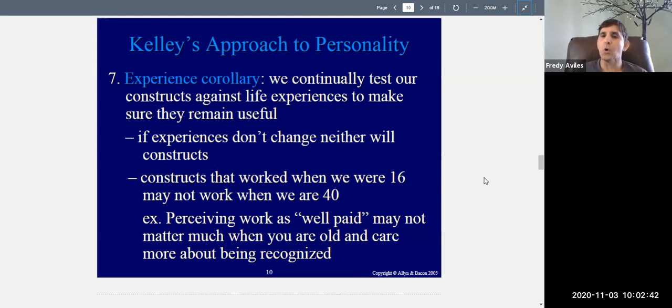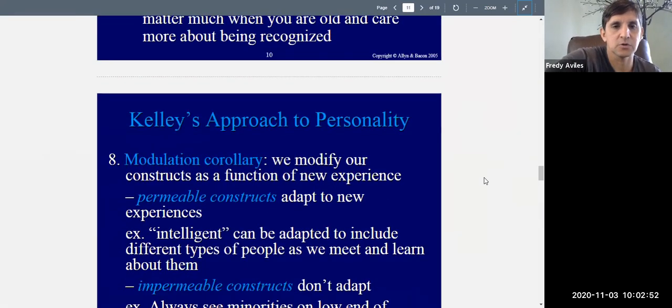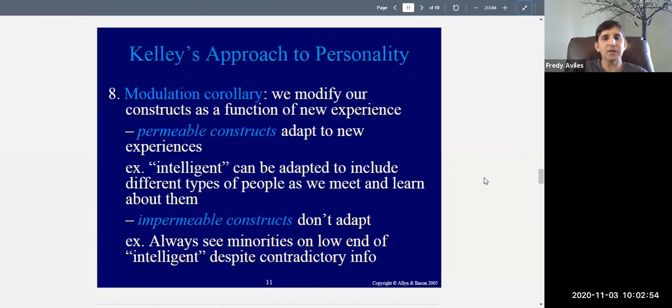As we grow and learn and experience things, right? The experience corollary, right? Our constructs will also grow. Our thinking can change, and it should change. If our experiences don't change, our thinking won't change, however. That's the experience corollary. The modulation corollary says that we modify our constructs as a function of new experience. We can change, adapt our constructs as we grow and learn, right?